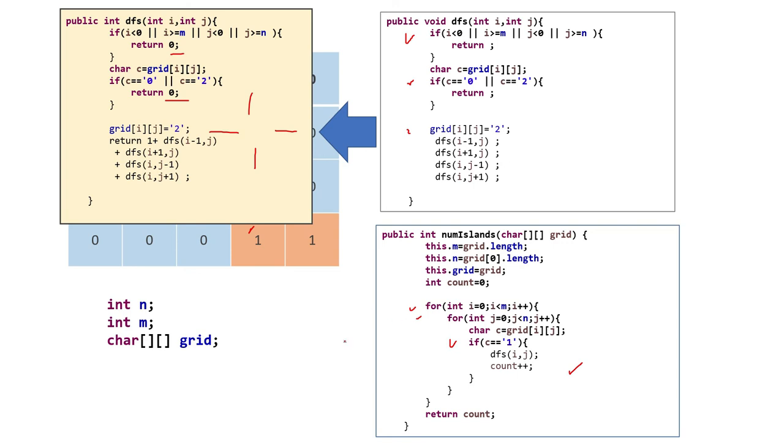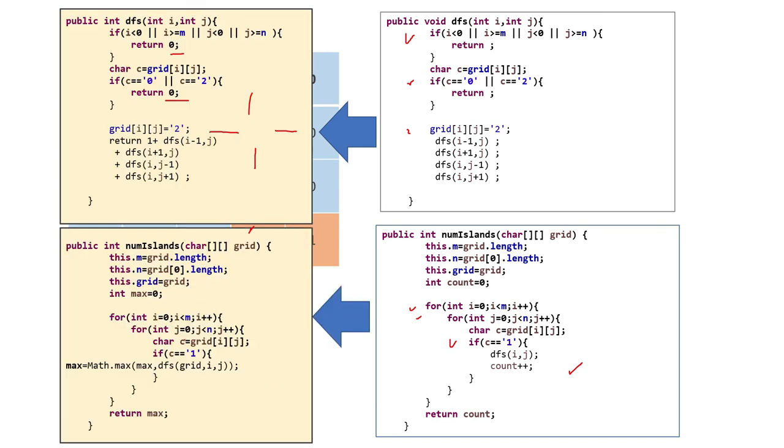And what changes do we require here? We are doing a DFS call and at that time we are doing count plus plus. But instead of that, we have to keep one max variable here, which will hold the maximum area. Initially it will be 0. Then for each DFS call, whatever value is returned, if it is greater than the previous max, we have to update the max. And at the end we have to return the max. So this is the change required and then we are good to go.